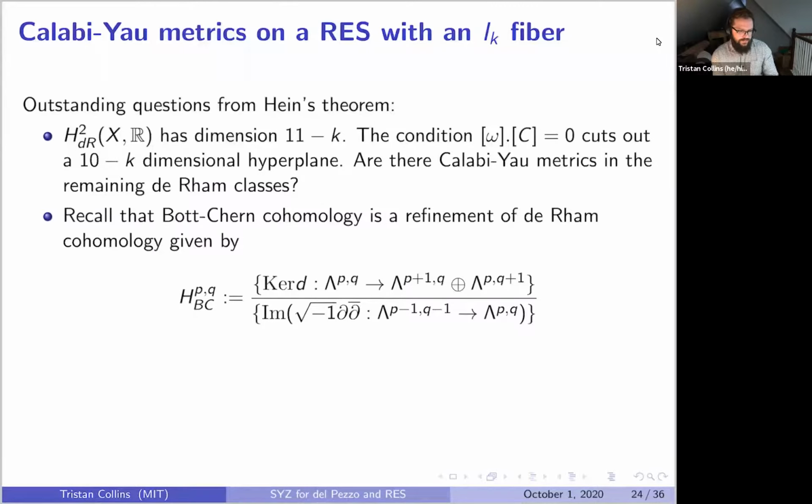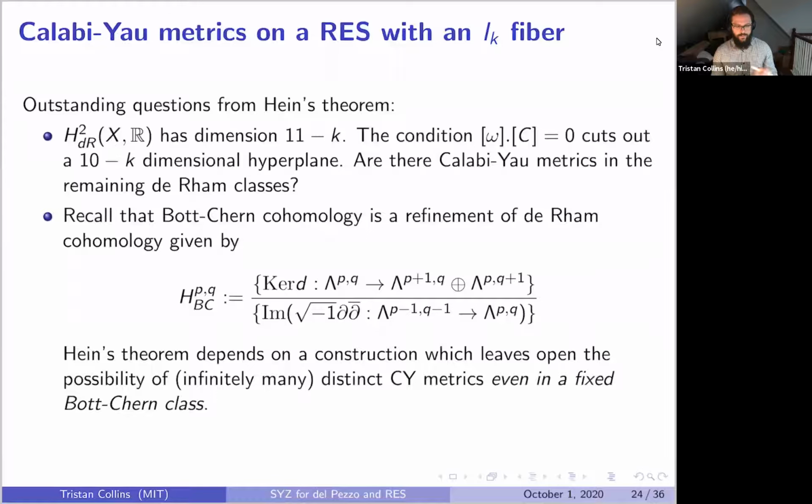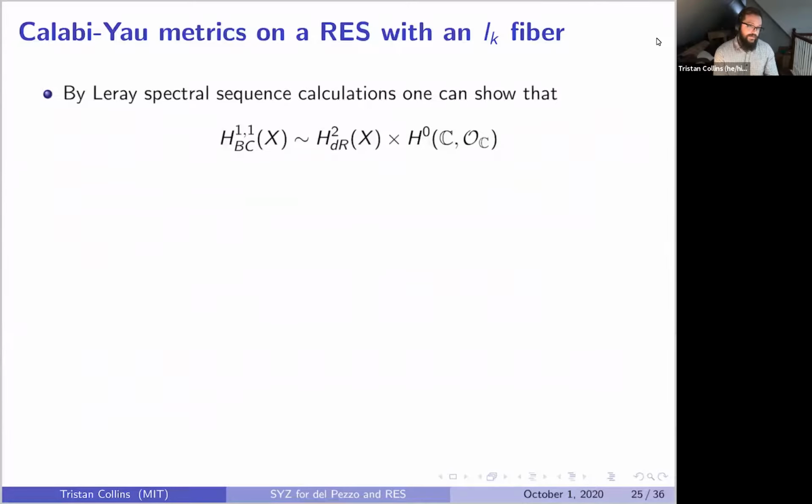The second thing is that Hein's theorem tells you that there's a Calabi-Yau metric in the Bott-Chern cohomology class of your initial Kähler metric. This Bott-Chern cohomology is a refinement of de Rham cohomology. But Hein's theorem leaves open the possibility that you could have even distinct Calabi-Yau metrics in a fixed Bott-Chern class. So even the Bott-Chern cohomology is not a great parameter space at the moment. The next thing is that the Bott-Chern cohomology is actually not a great parameter space anyway, because it's isomorphic to the second de Rham cohomology plus the space of holomorphic functions on C. So it's wildly infinite dimensional.